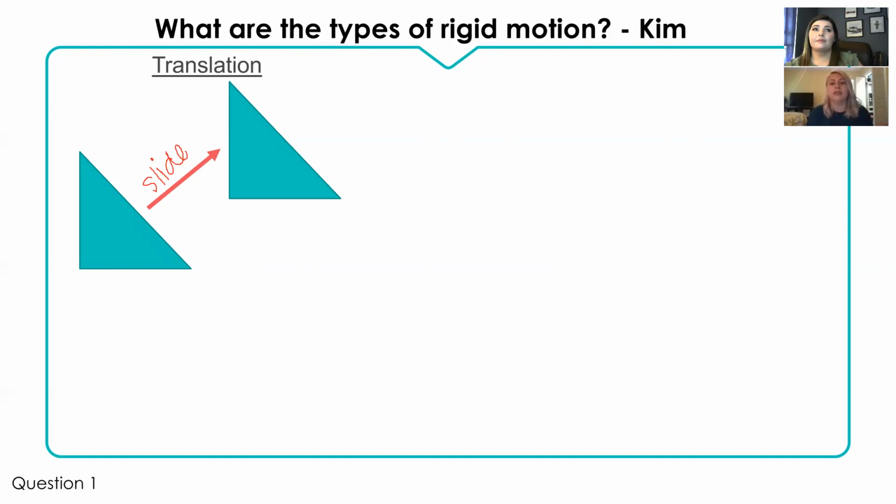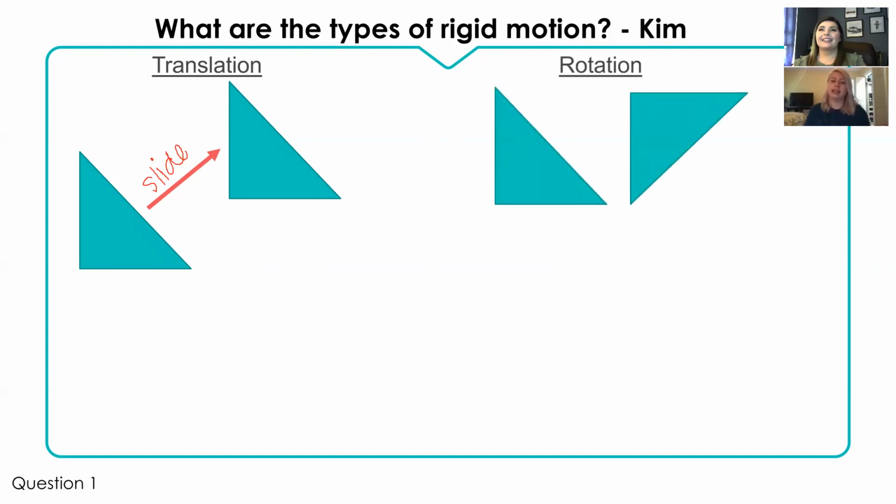Mm-hmm. The next one we have is rotation. And this is a little different. We see that we have no slide. So we're going to put no slide. Sorry if you can't read that. No, it's fine. We're just going to say that rotation is where it's flipped. So we see that this angle right here, this 90-degree angle, is now up here at the top. So see, there's also no reflection here. This is no slide. This is simply just rotation. It's just the shape is rotated, turned. Yeah, exactly.